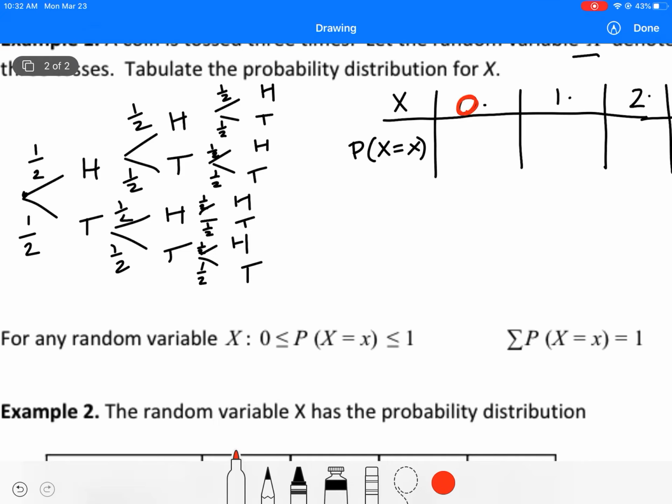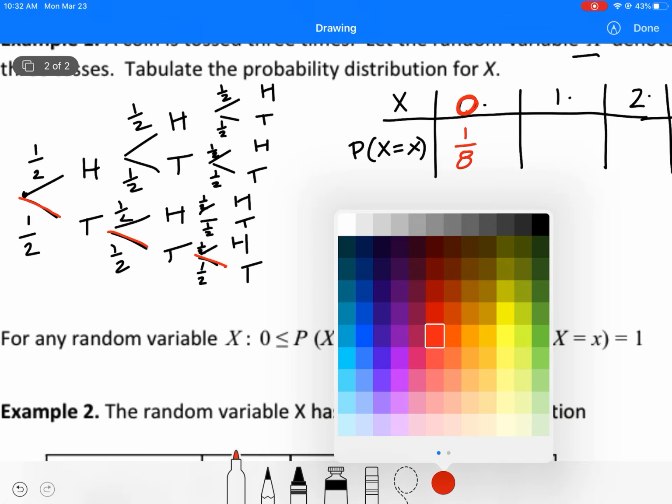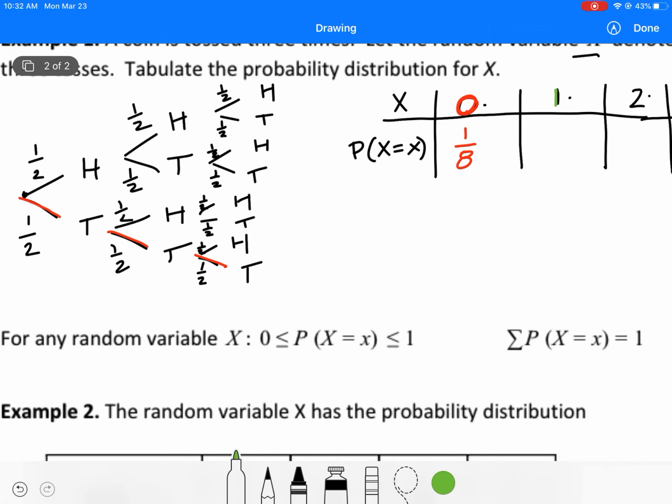Now we've got the probability of getting 0 heads. I'll go over that in red. This would be this pathway here: tail on the first one, tail on the second one, tail on the third one. So I've got 1/2 times 1/2 times 1/2, which is going to be 1/8. That's my probability. Let's do the next one in green.